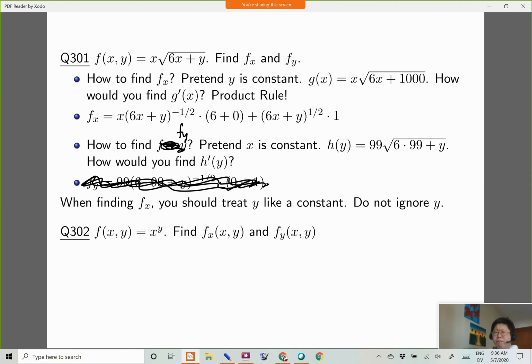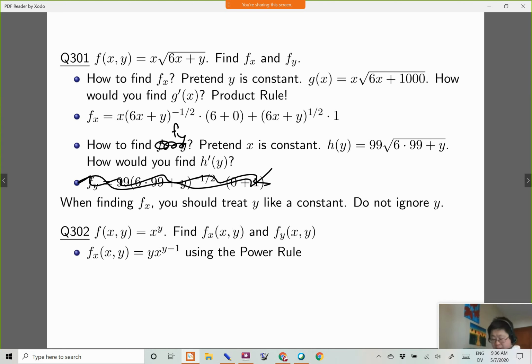You'd use the power rule, right? So if you'd use the power rule to differentiate x to the 6th, that's what you need to do when you differentiate x to the y. To find f sub x, you treat y like a constant. Use the power rule. Bring that 6 in front, so bring that y in front. 6x to the 5th, the best way we could write this right now is y times x to the power y minus 1.